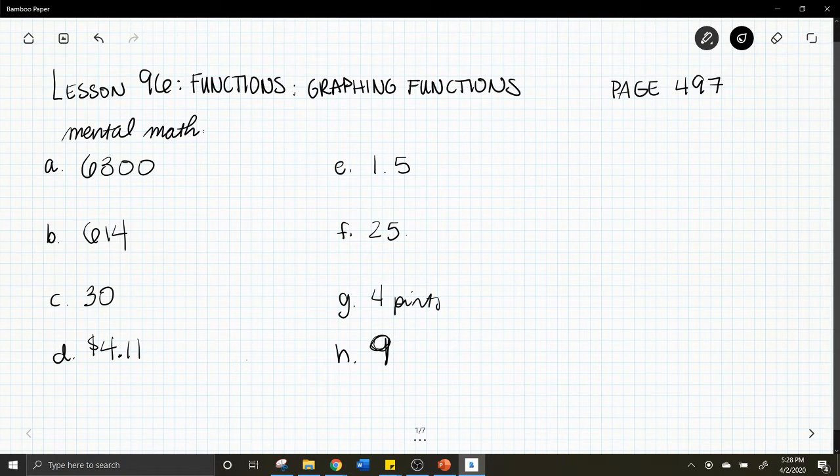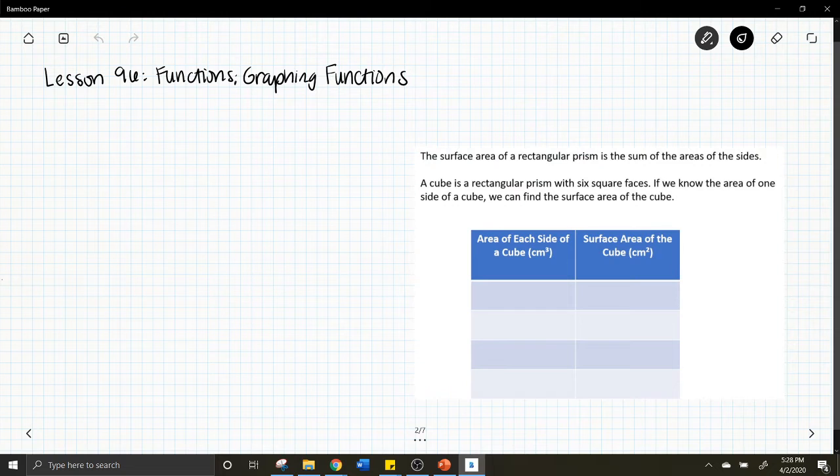Okay, great job. Today we're talking about functions and graphing functions. At the end of this lesson, hopefully you'll be able to find the rule for a function, I'll tell you what that means, find a missing number in a function table, make a table for a function, and graph the function on a coordinate plane. Those are the 4 main things we're going to be talking about today. First we're going to look at this table, the same information on page 497.